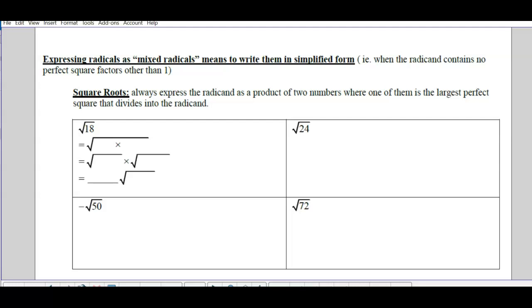Obviously I don't even consider anything bigger than 18. I look, does 16 go into 18? Not even. Does 9? Yeah. So I show this as a product, 9 times 2. I'm showing every step here. You're going to get hopefully to the point that you don't have to show all of them. A property of radicals is if you've got two factors, you can split them up into the radical of each separately. And then we know from our chart that root of 9 is 3. So it goes out of the radical and the 2 stays.